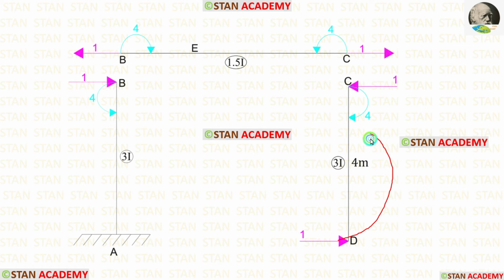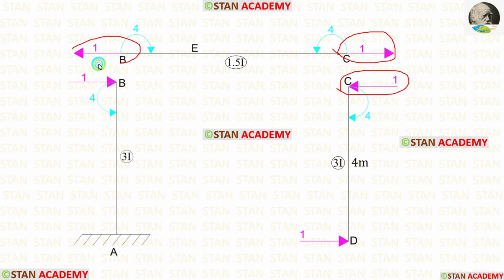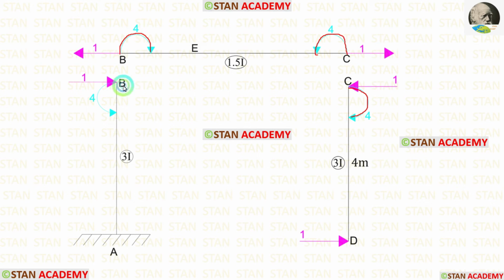Since this load is acting in the anti-clockwise direction, the developed moment should be acting in the clockwise direction. Here in the point C, the unit load is acting towards the left side, so here it should be acting towards the right side. Here the moment is acting in the clockwise direction, so here it should be acting in the anti-clockwise direction. Here clockwise direction and finally here anti-clockwise direction.